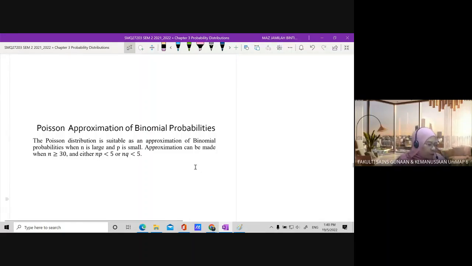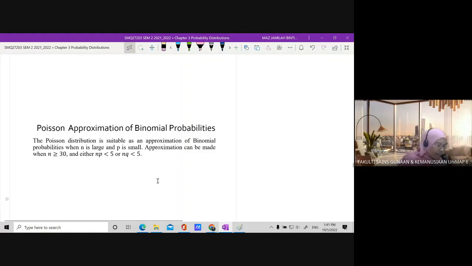The Poisson distribution is suitable as an approximation of binomial probabilities when n is large and p is small. So that will be the first definition that you need to understand. You can do the approximation using the Poisson to solve for the binomial equations.